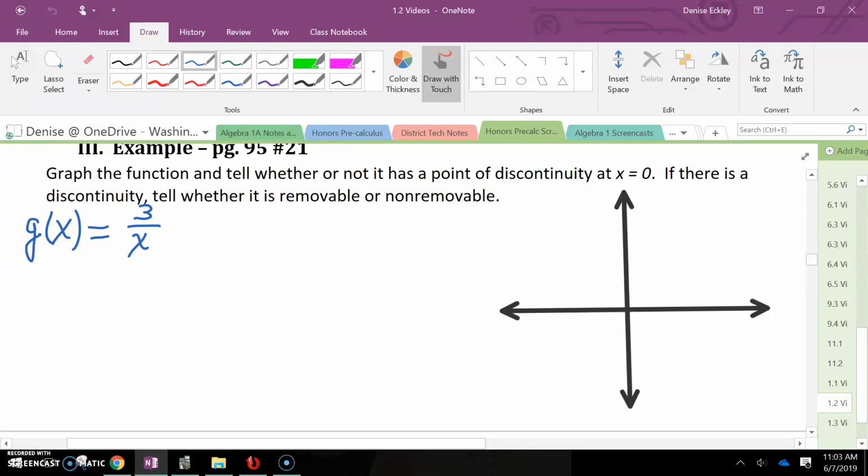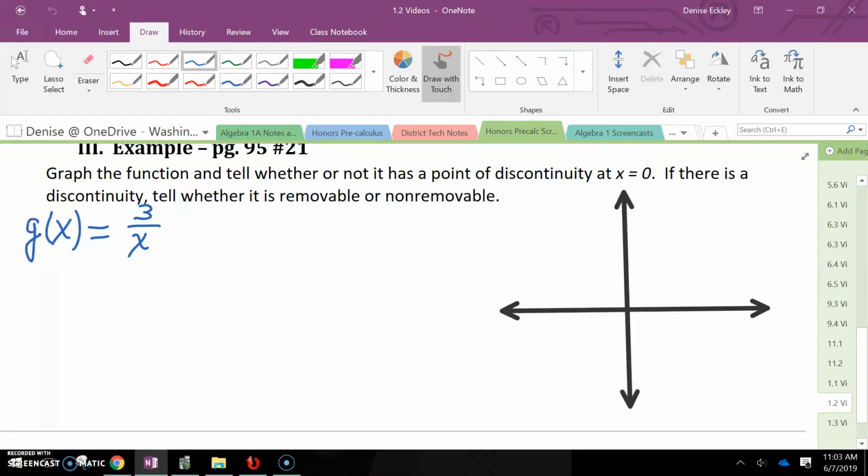Page 95, number 21. Graph the function and tell whether or not it has a point of discontinuity at x equals 0. If there is a discontinuity, tell whether it is removable or non-removable. So for number 21, our function is g of x equals 3 over x.